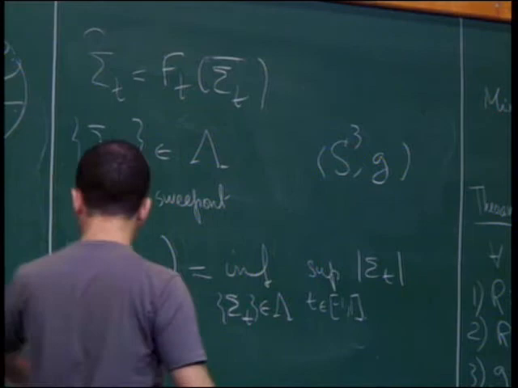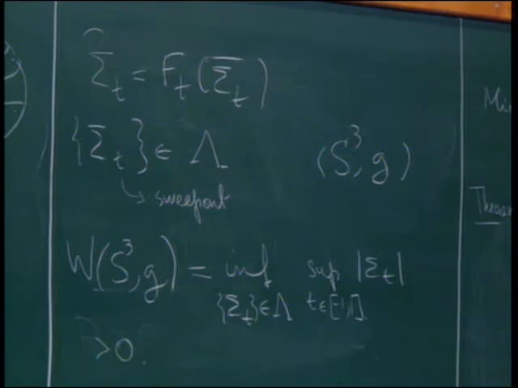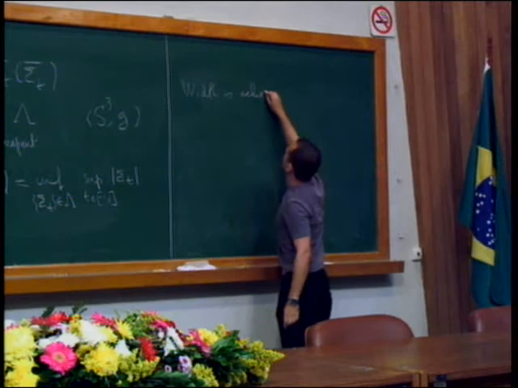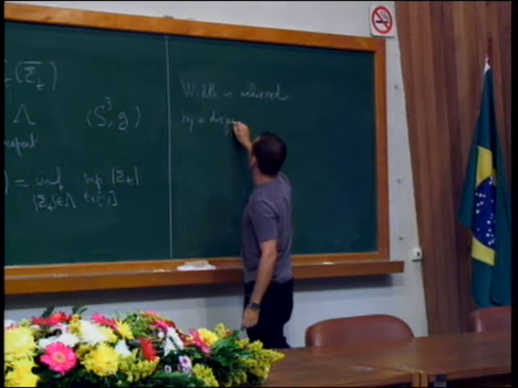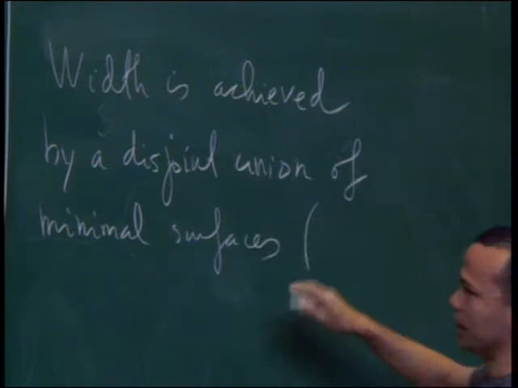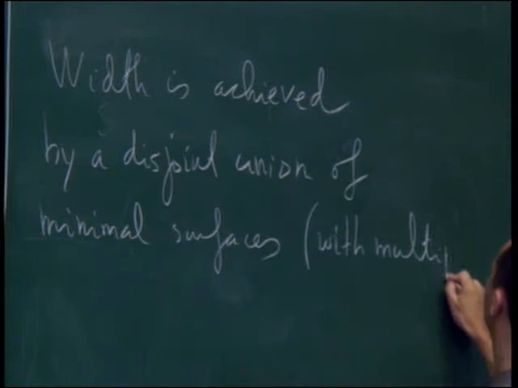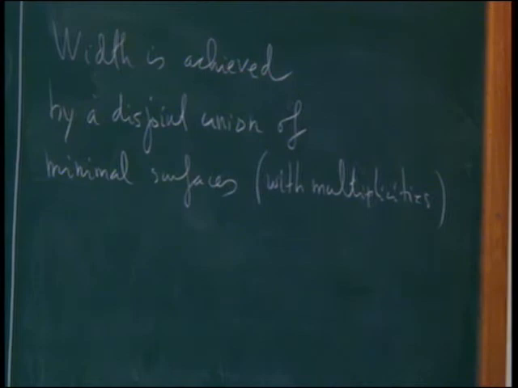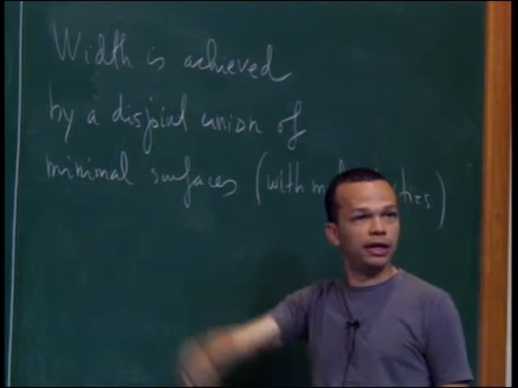So let me summarize this here. The general theory tells you that the width is achieved by a disjoint union of minimal surfaces with multiplicities. So the area here has to be counted with multiplicities. And actually this is for the sphere, right? But if you have a general compact three-manifold, you can look at the level sets of a Morse function. Then again, you apply diffeomorphisms, do the minmax. You prove again that the width is achieved by minimal surfaces, and that's how you prove that any three-manifold has some embedded minimal surface.